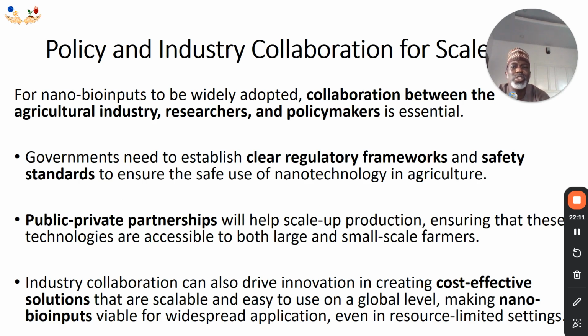Collaboration needs to exist between the agricultural industry, researchers, and policy makers. Government needs to establish clear regulatory frameworks and safety standards to ensure safe use of nanotechnology in agriculture. Public-private partnerships will help us to scale production and ensure this technology is accessible to both large and small-scale farmers. Industry collaboration can drive innovation to create cost-effective solutions that are more scalable and easy to use on a global scale, making nano inputs viable for wide application, even in resource-limited areas.